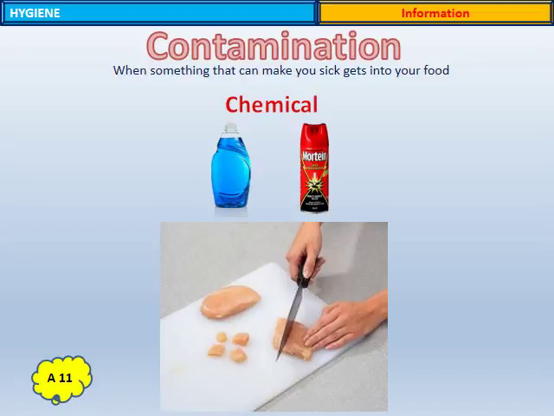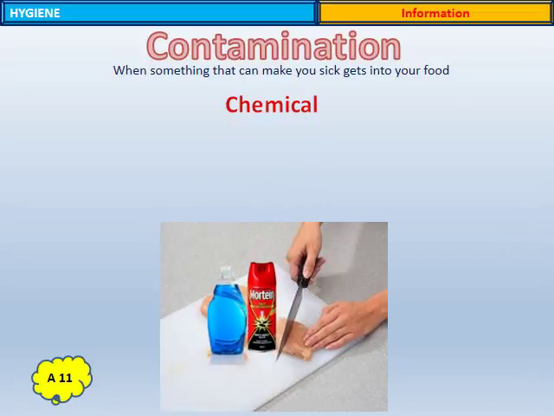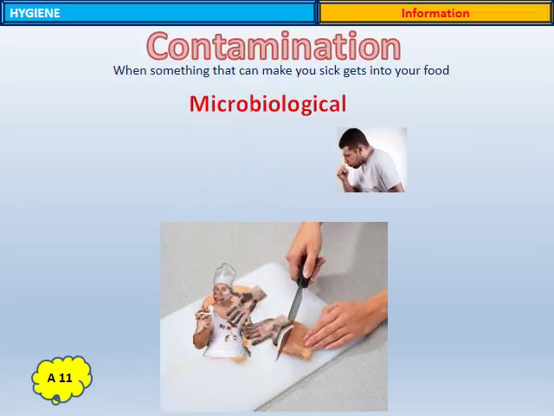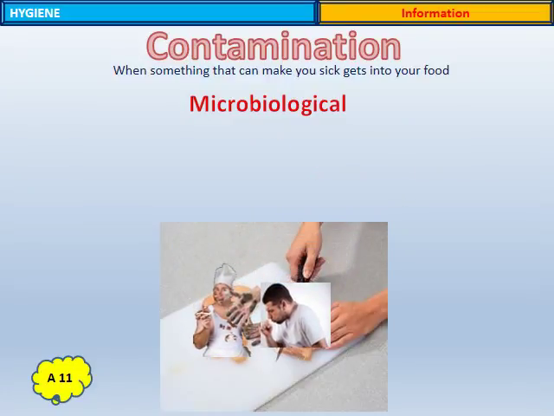Chemical contamination is when chemicals such as dishwashing liquid or fly spray or chemicals such as pesticides from the farms get into the food and aren't washed off. The most common type of contamination is microbiological contamination, when bacteria, viruses, and other microorganisms get into food. They can contaminate the food through dirty uniforms, dirty hands, coughing in the food, preparing food when sick, or when you have open cuts or sores.